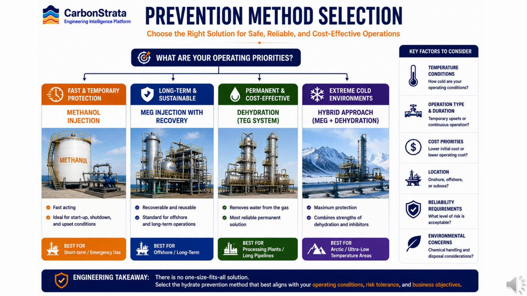No single hydrate prevention method is ideal for every application. Heating systems can be effective but often involve significant energy consumption. Pressure reduction may eliminate hydrate risk, but it can also reduce production performance. Methanol offers rapid protection and operational flexibility, but chemical costs can be high. MEG provides long-term protection and recovery benefits but requires more complex facilities. Dehydration removes water from the gas stream and addresses hydrate formation at its source.